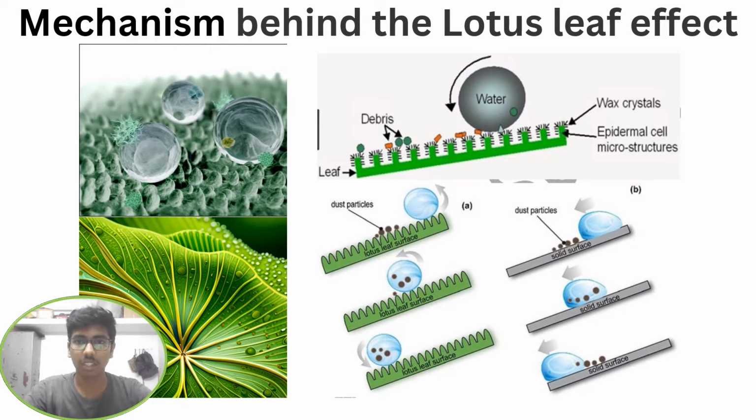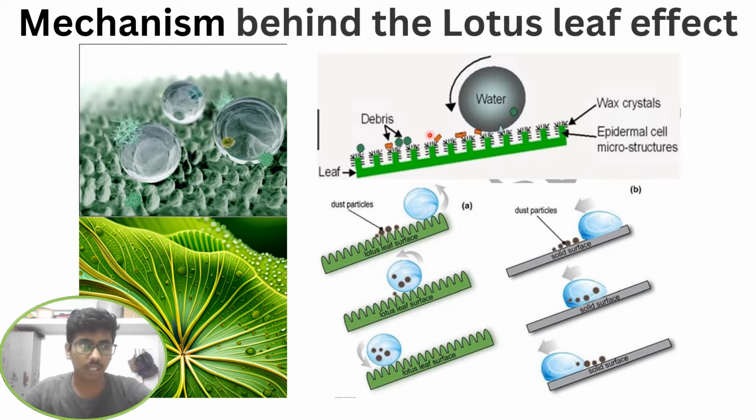Mechanism behind the lotus leaf effect. The lotus leaf effect is a fascinating phenomenon that has captured the attention of scientists and engineers. At its core, the effect is due to the unique surface structure of the lotus leaf, which is covered in micro and nanostructures that repel water. These structures create a rough surface that minimizes the contact area between the leaf and the water droplet, causing them to bead up and roll off. As you can see in the figure, these are the nanostructures I was talking about.